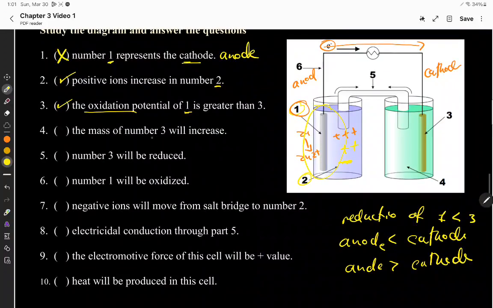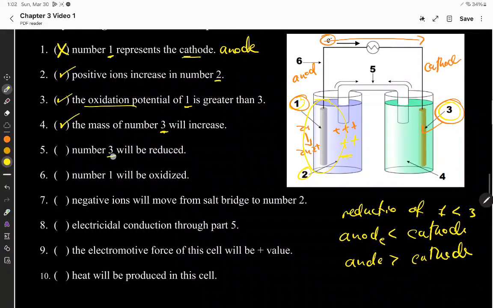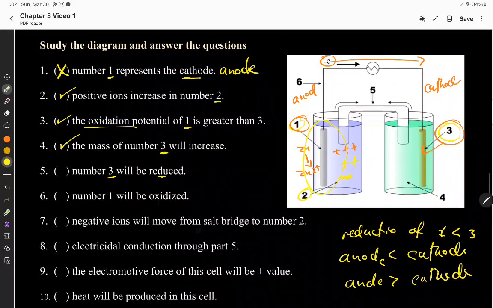Now, the mass of number 3 will increase. Yes, because it is the cathode and the mass of the cathode increases. True. Number 3 will be reduced: the electrode itself will be reduced. False. We said the cathode itself will not be reduced.